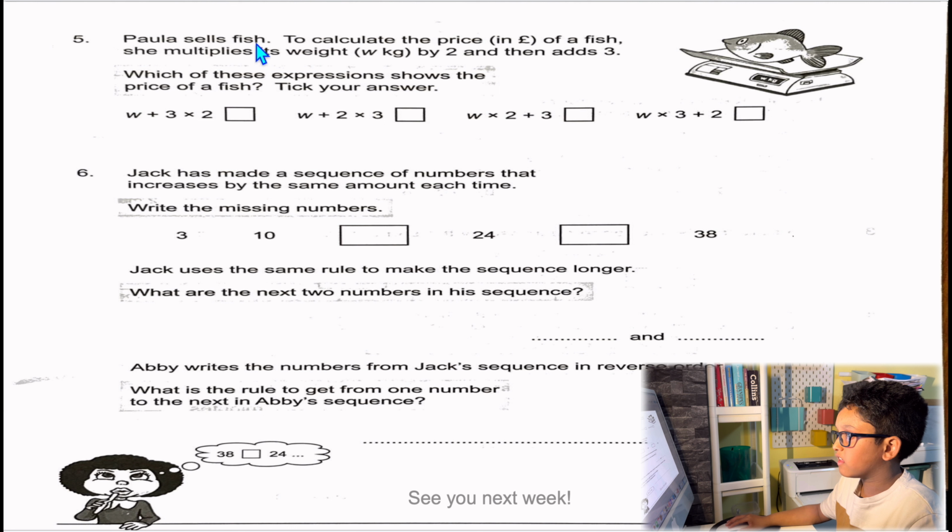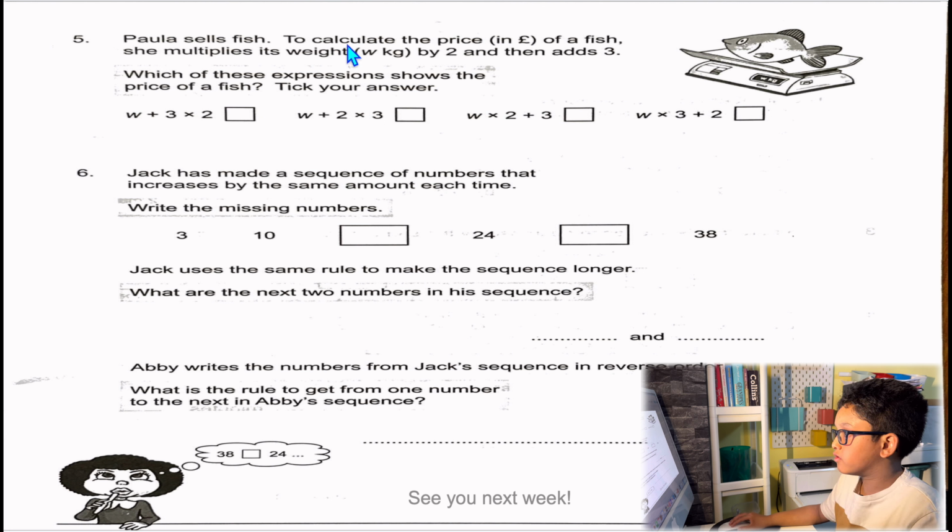Question 5. Paula sells fish. To calculate the price in pounds sterling of a fish, she multiplies its weight by 2 and then adds 3. Which of these expressions shows the price of a fish? W plus 3 times 2, W plus 2 times 3, W times 2 plus 3, or W times 3 plus 2.